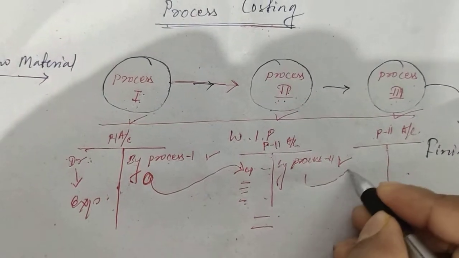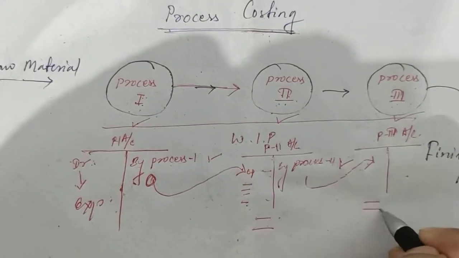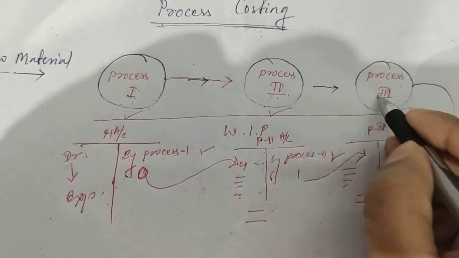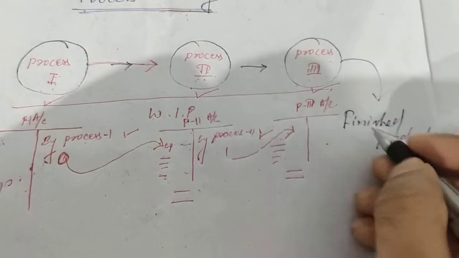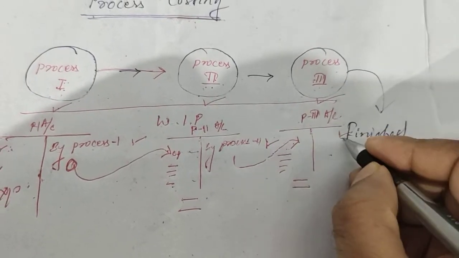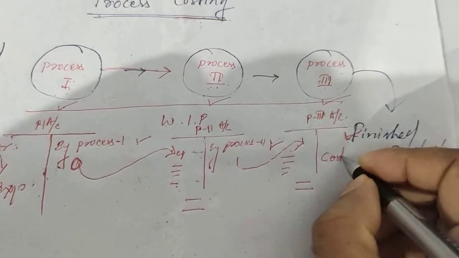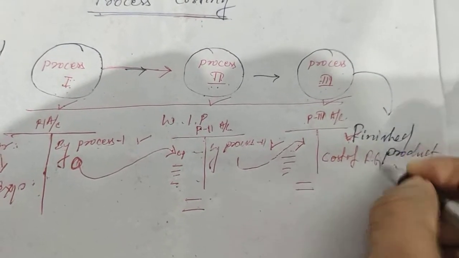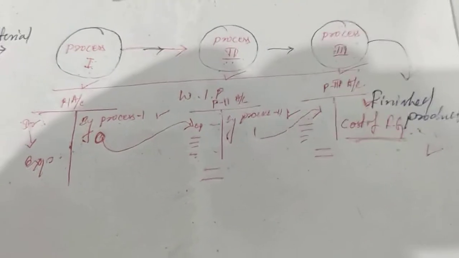Similarly, that amount you have to take as opening in process 3, and the total expenditure again should be incurred in this process 3. Then that should be carried forward to the balance as a balancing figure, and that cost is known as the cost of finished product, the cost of finished goods.